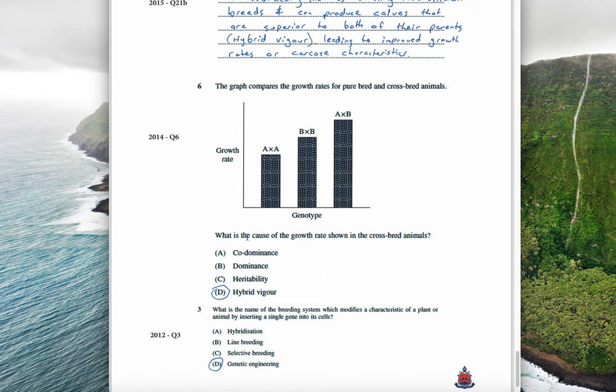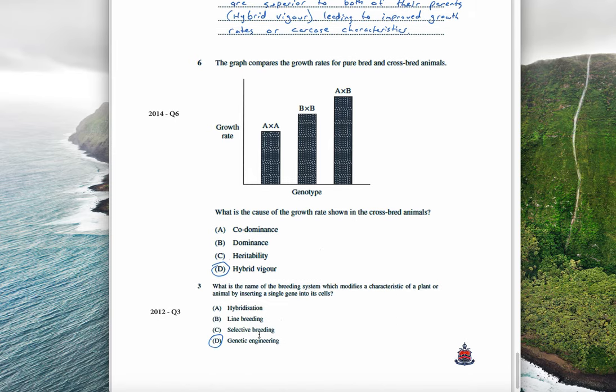So the cause of the growth rate, the difference that causes a better growth rate compared to its original parents, we know clearly is hybrid vigor. It's not heritability, it just means the chance of passing things on. Dominance and codominance are not relevant to this answer.